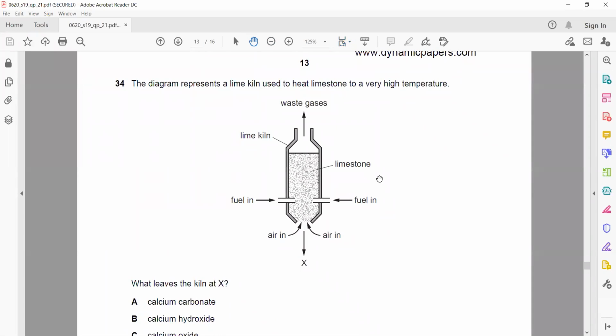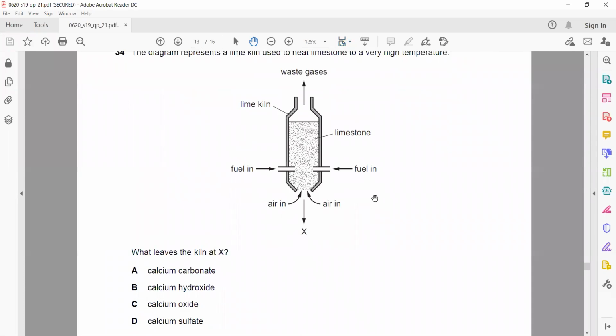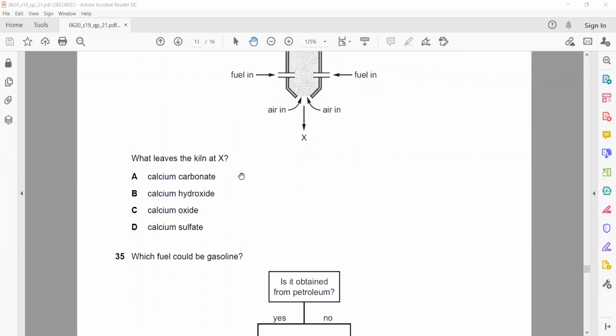The diagram represents a lime kiln used to heat limestone to a very high temperature. What leaves the kiln at X? Limestone is heated. There's a waste gas. What will leave at X? Question 34. When calcium carbonate is heated, it will decompose into calcium oxide, which will leave from the bottom, and the carbon dioxide gas will escape to the atmosphere.